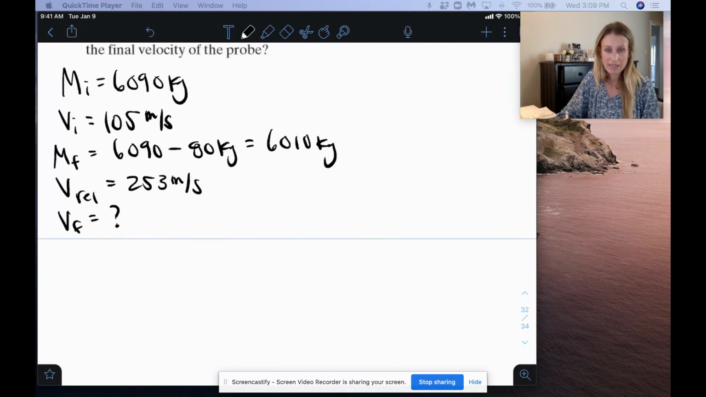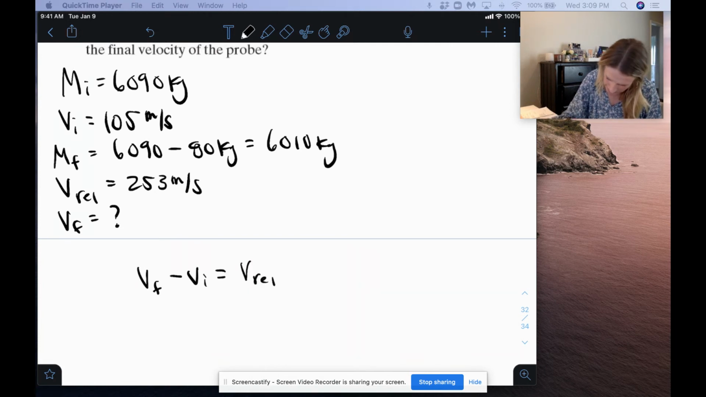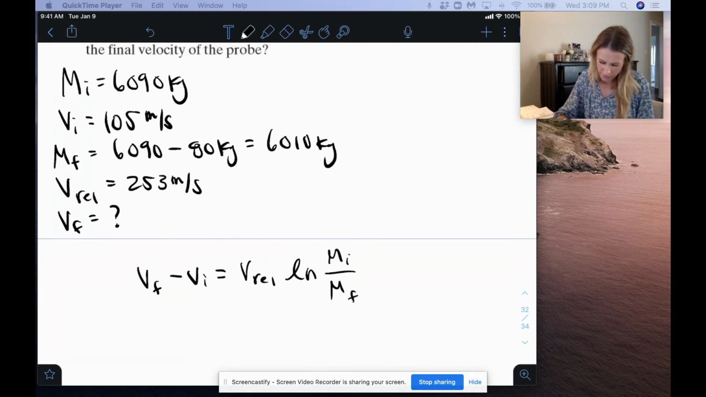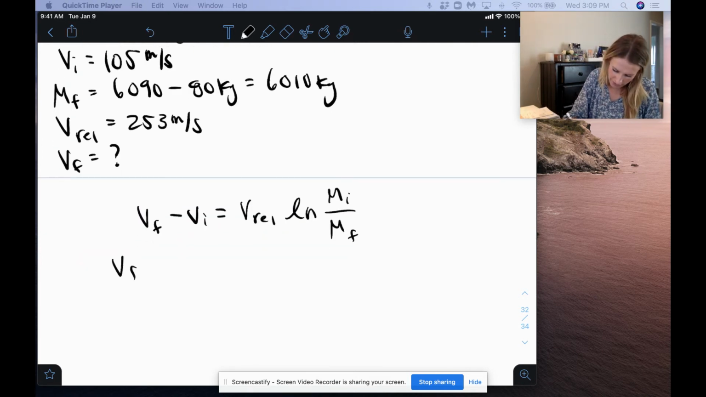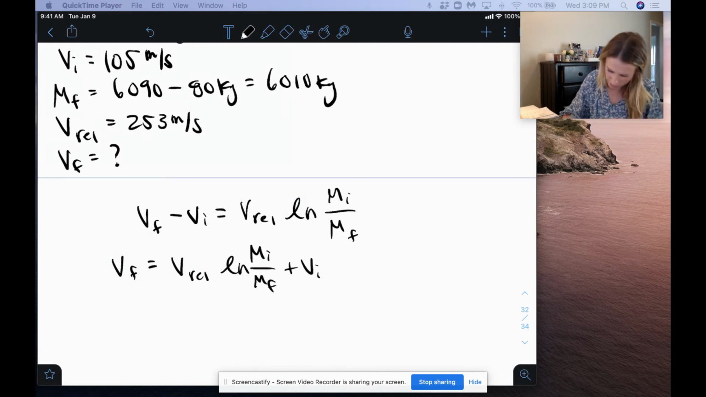So the equation that we need to use for this is final velocity minus initial velocity equals the relative velocity times the natural log of mass initial over mass final. So we're solving for final velocity here, so I'm just going to add initial velocity to both sides. So we get relative velocity times the natural log of mass initial over mass final plus initial velocity.